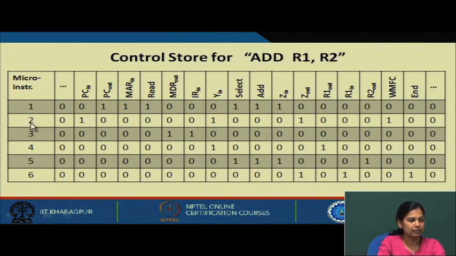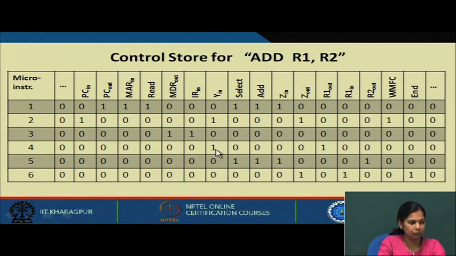Similarly, in step 2, we need to do Z out, PC in, Y in. So Z out will be 1, Y in is 1 and PC in is 1. At the same time, we have to wait for memory function complete because we have performed a read operation in the first step. Similarly, in the next step, MDR out and IR in signals will be activated and the rest will be 0.